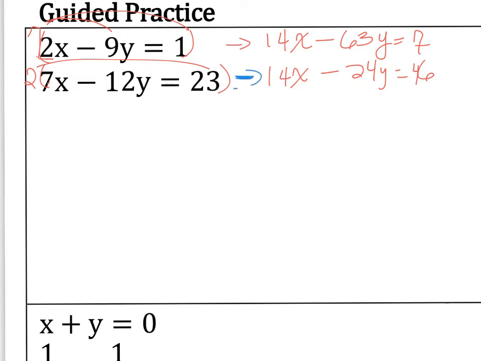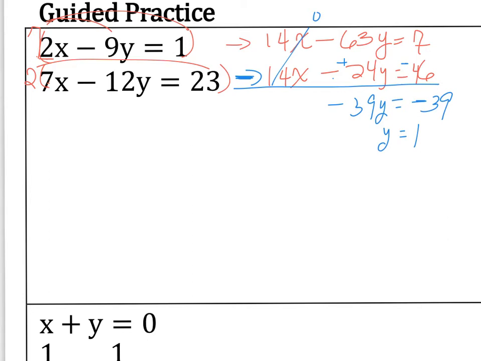And now I can use subtraction. Subtract these two equations so I can cancel out 14x. Negative, negative makes positive. So negative 63 plus 24 is negative 39. And then negative, positive 46 makes negative 46, and then that's going to be negative 39 as well. And then we can divide by negative 39 to get y equal to 1.